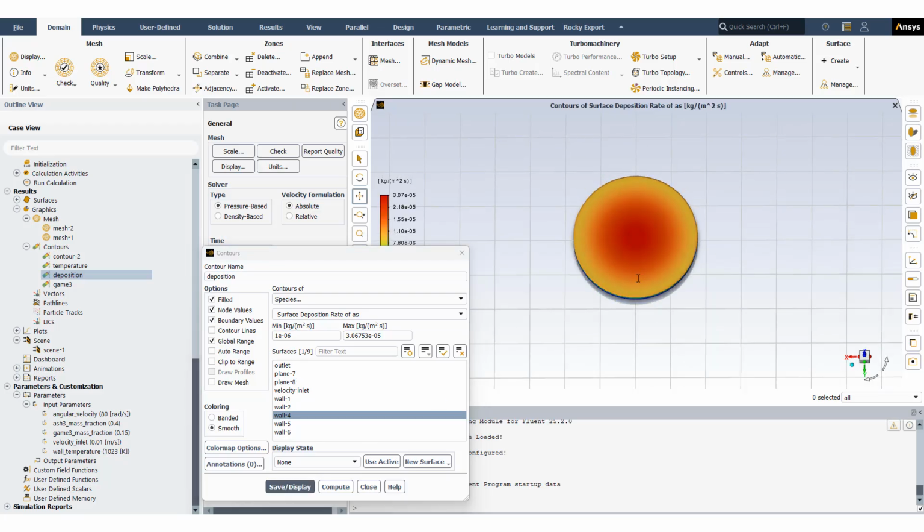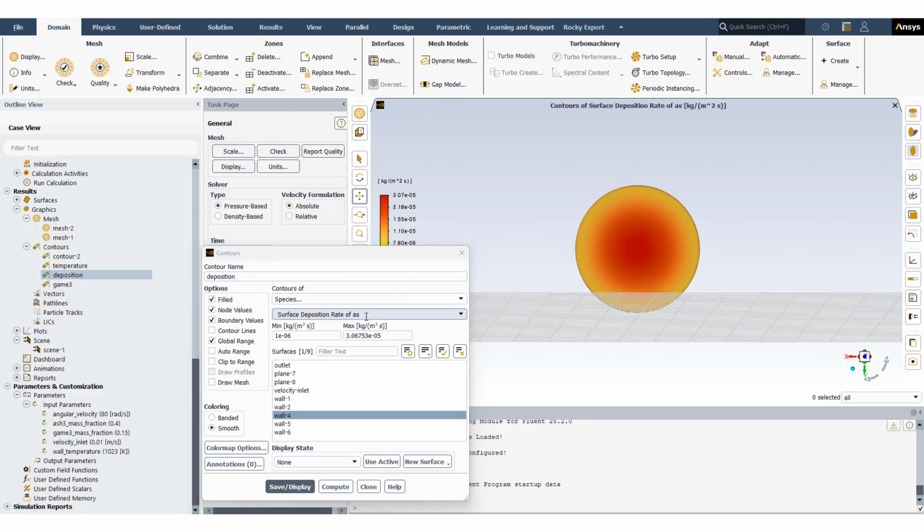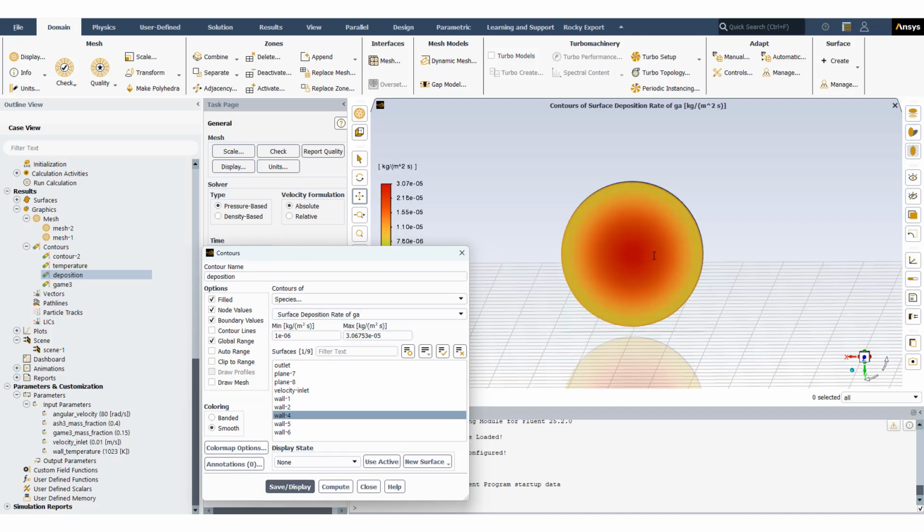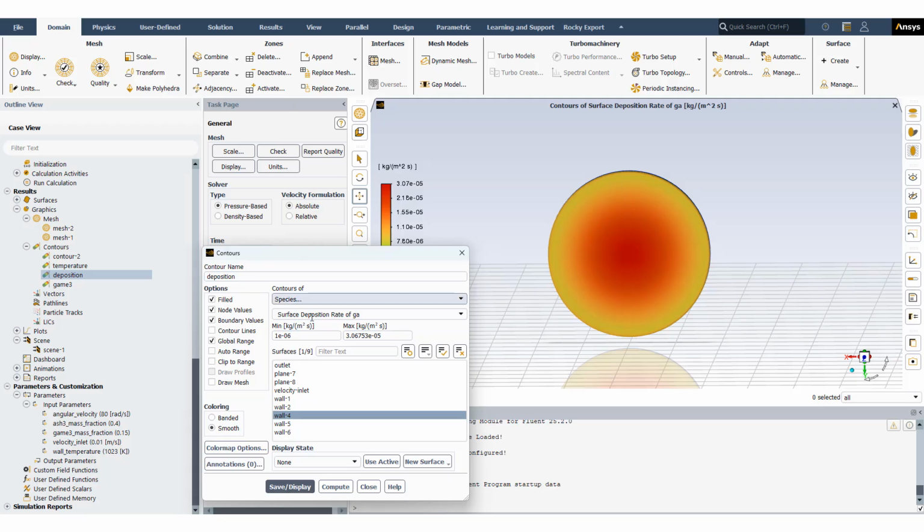Here you can see the deposition rate of AS. Basically, we have a higher deposition rate at the center, and it fades away as you move towards the edges. We can also visualize the same for GA, with a very similar profile here.